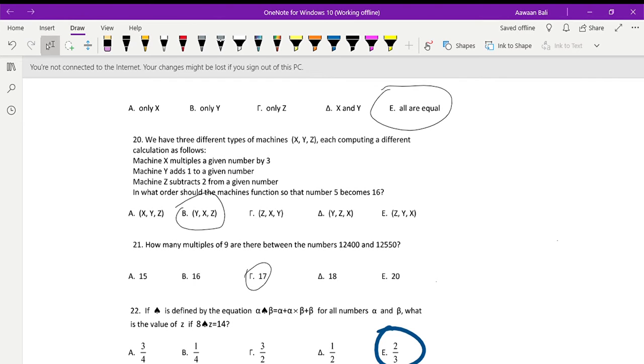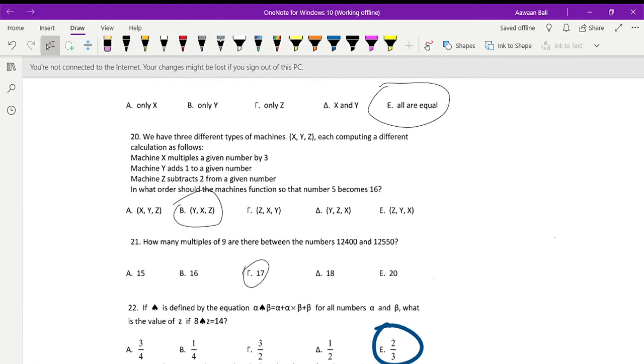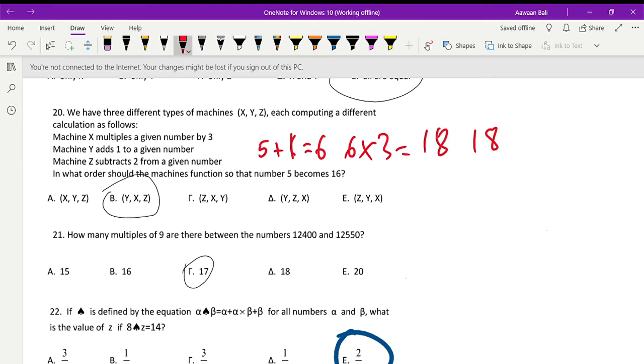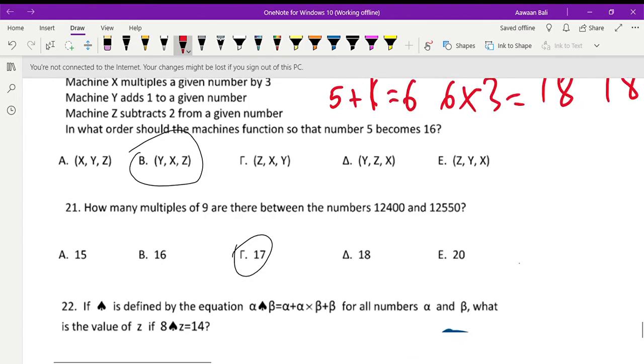It's Y, X, Z, because first we add 5 plus 1 is 6. Now X multiplies by 3, so 6 times 3, 18. Z subtracts 2 from it. 18 minus 2, 16. So therefore the answer is Vita, 16.